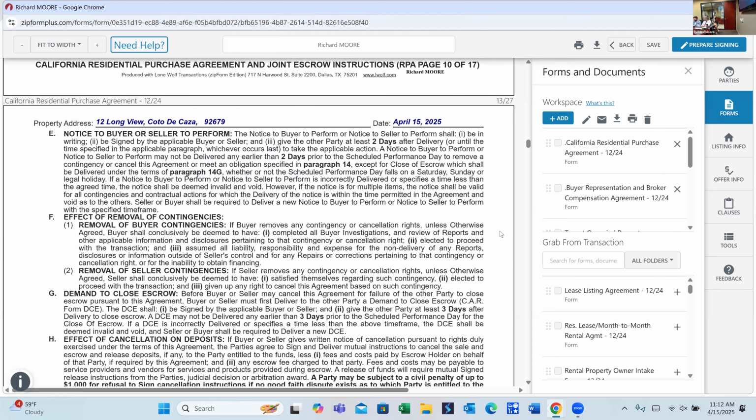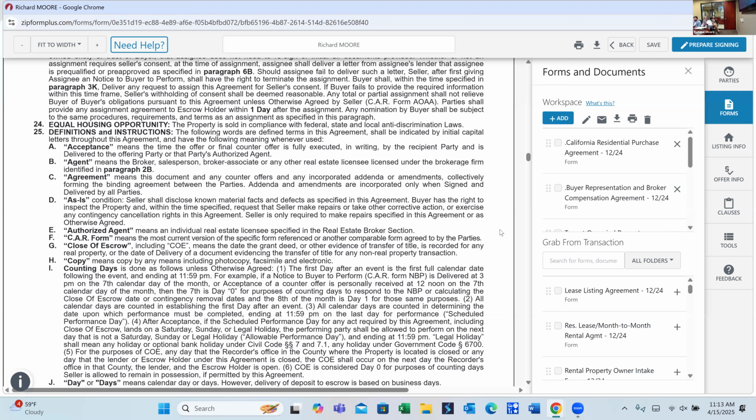So when we start counting days to determine the 17 days for contingencies, or a 30-day close of escrow, the date of acceptance is day 0. If acceptance occurs today and we're going to close in 30 days, tomorrow is day 1. Tomorrow counts. If the 30th day for the close of escrow falls on a weekend or a holiday, it falls to the following business day, and that's the same thing for contingencies.